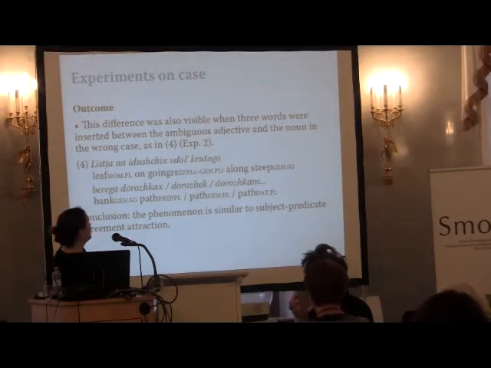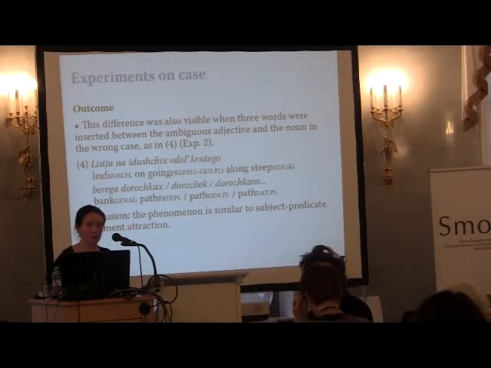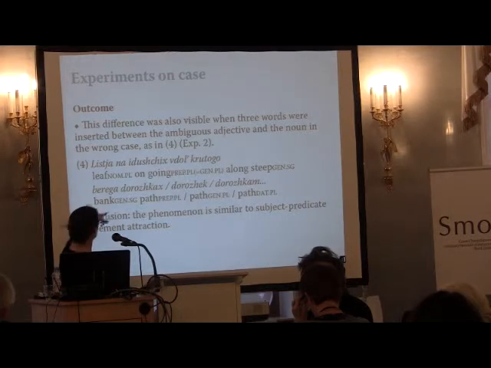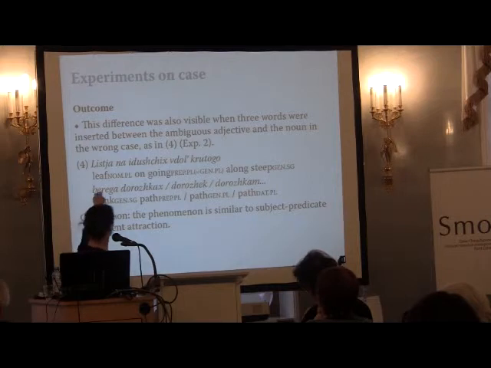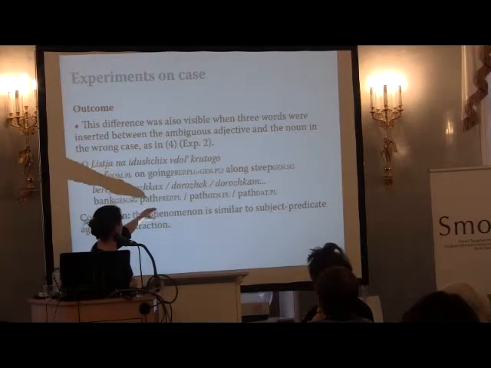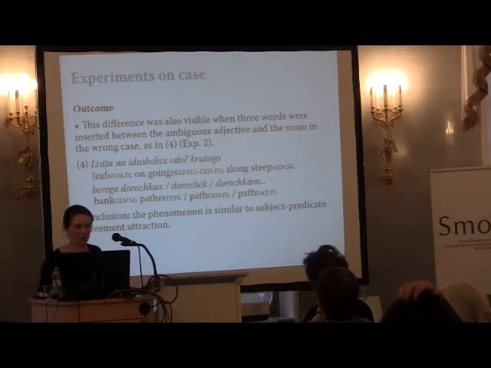from the very start, I had a feeling that it's similar to agreement attraction. And agreement attraction is known to be independent from linear distance. And in fact, this difference was also visible when three words were inserted between the ambiguous adjective and the noun in the wrong case. And an example is given in 4. So the leaves on the going along steep banks, these three words between the participle and the word path that comes in the right case or in the two wrong cases.